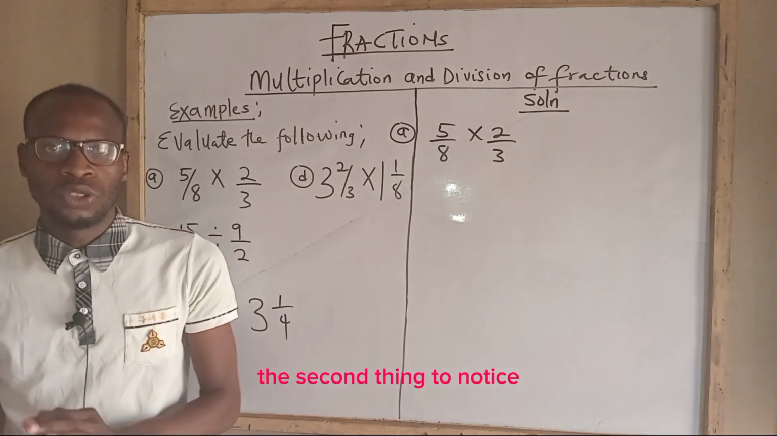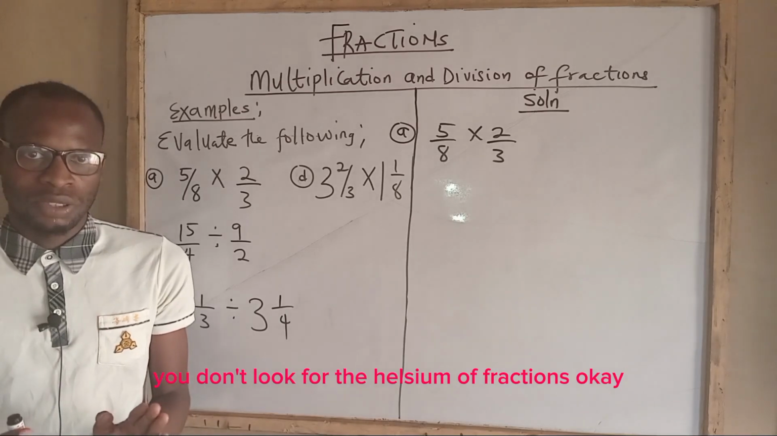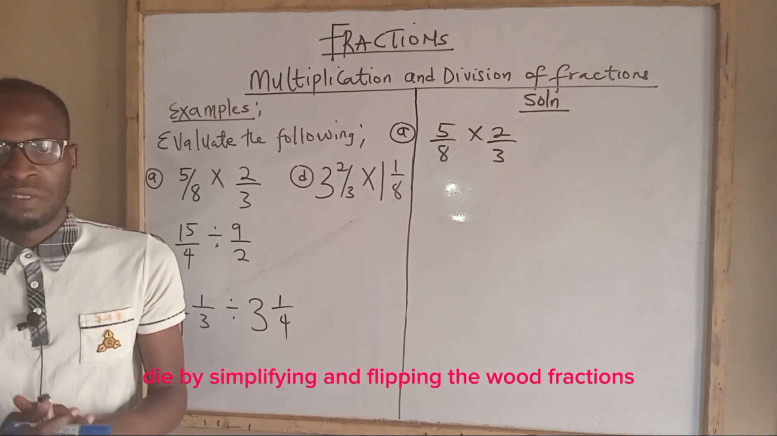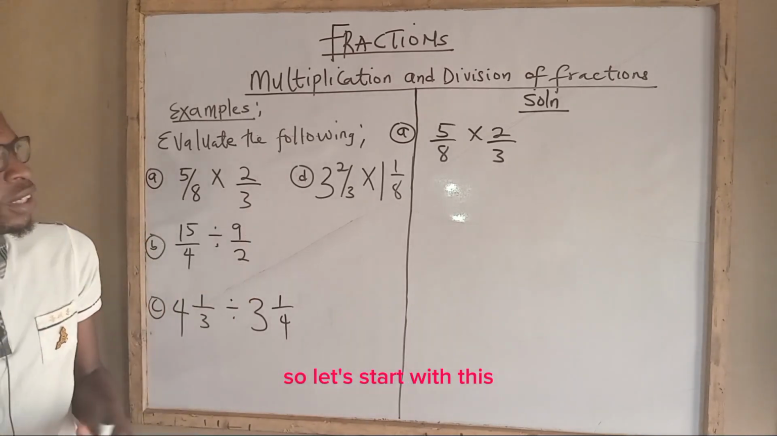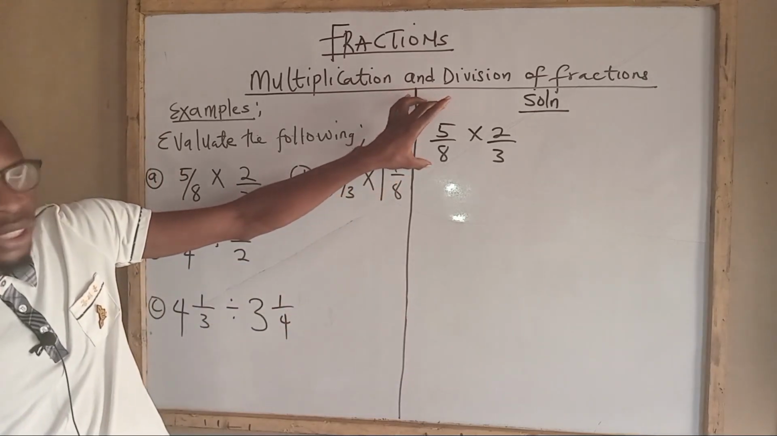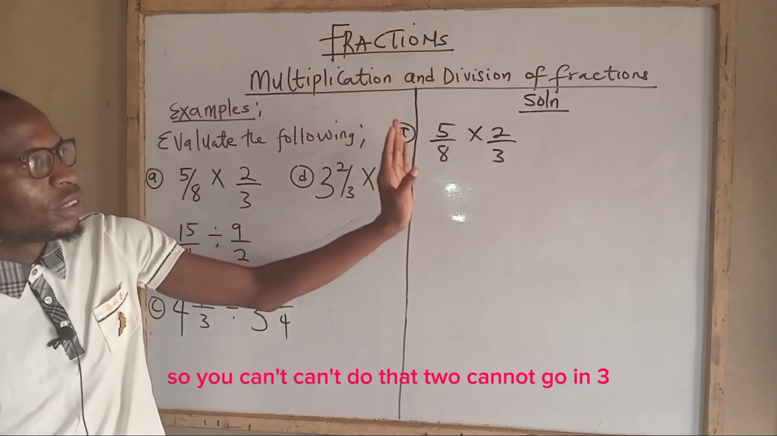The second thing to note is that for multiplication and division, you don't look for the LCM of fractions. Okay? You just go direct by simplifying and flipping of what? Fractions. So let's start with this. Now, what I mean by simplifying is this. Look at the fraction itself here. You cannot simplify this further because 5 can never go in 8. So you can't do that.